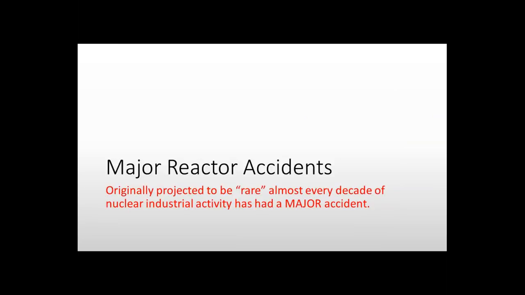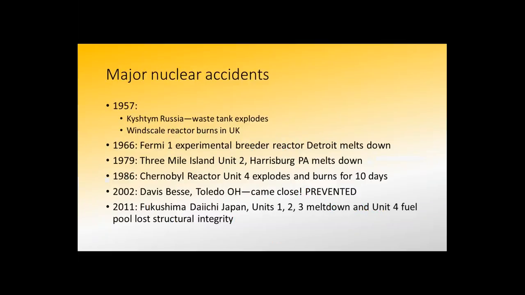2011. I'm going to run through some major reactor accidents that have occurred, originally projected to be rare or not considered a reasonable scenario. There's been an accident almost every decade. In 1957 in Russia, in 1957 in Windscale, 1966, the Fermi 1 experimental breeder reactor melted down. In 1979, Unit 2, at Three Mile Island, had a partial meltdown in Harrisburg, Pennsylvania. 1986, Chernobyl Unit 4 exploded and burned for 10 days, spreading radioactivity around the globe. Davis-Besse in Toledo, Ohio was a close call, but it was prevented.